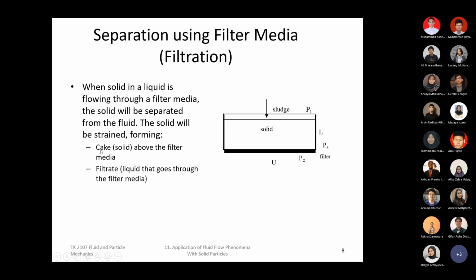If you look at this picture, we have a sludge. That means it consists of two main parts: a liquid and the solid or the particle. It could be a sludge or a slurry. You can imagine a cement slurry, for example. It must consist of liquid and a solid.